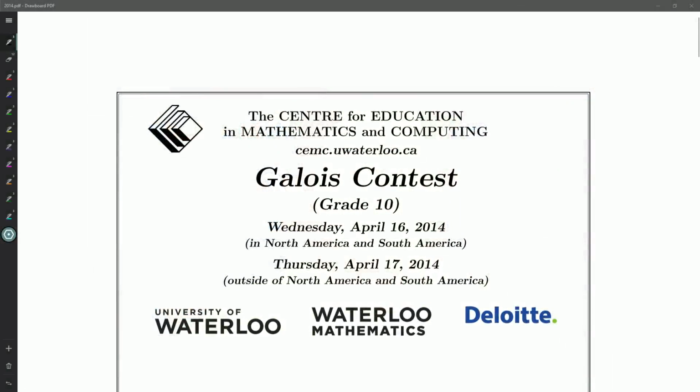Root Beer here with another Galois contest. This is a grade 10 level contest, but it requires written solutions as opposed to the Cayley competition, which is also put out by the same people, the University of Waterloo, but that's a multiple choice contest. And so here's our 2014 Galois. That's the one we're going to be going through.